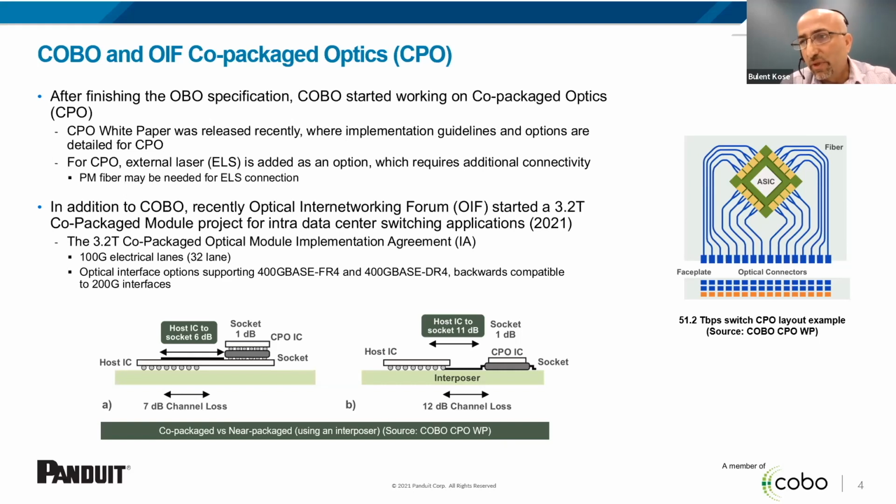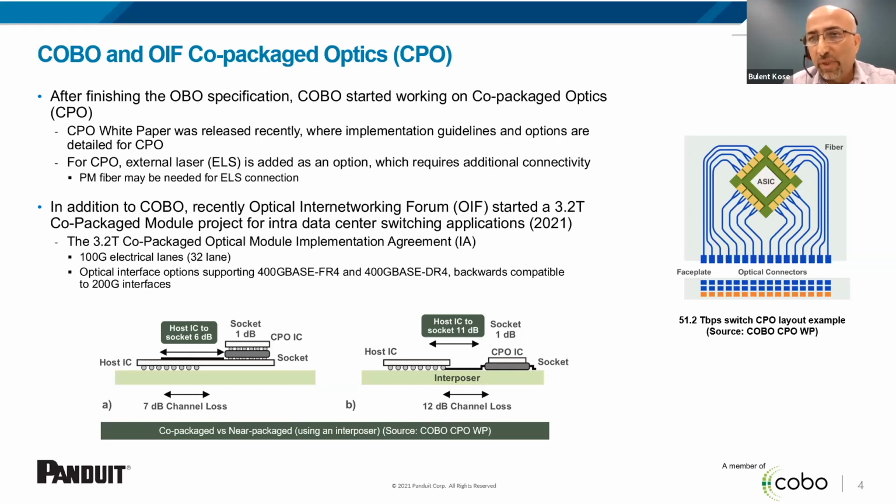So when you look at these, you're talking about, for the FR4, 256 fibers that will go into this switch. And for DR4, using FR4 uses wavelength division multiplexing with four wavelengths, DR4 uses parallel lanes, so they would require four times, which is 1,024 lanes. On the right hand side, I copied a picture from this white paper to show what it would look like.